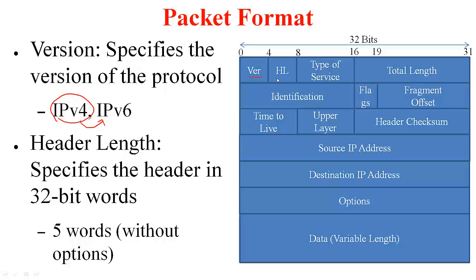Following version is the HL field, which stands for header length. This specifies the entire IP header in 32-bit words. So for example, if HL takes on a value of 5, that means the header length is 5 times 32, that is equal to 160 bits. But why do we need to specify this header length? This arises because of the options field, which can be variable. Thereby you need to specify how long the header goes.